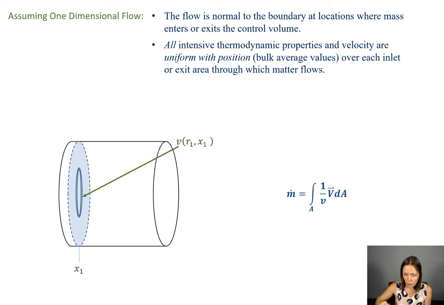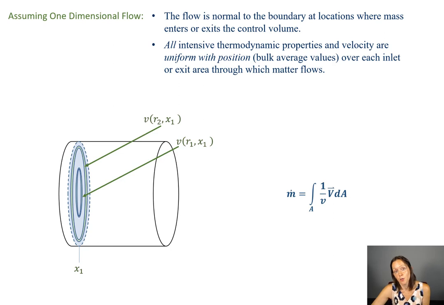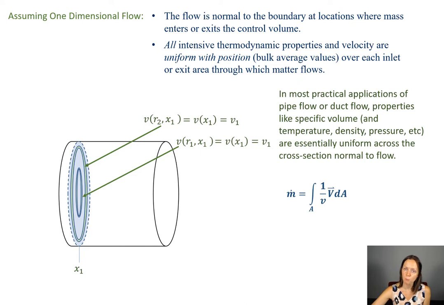So anywhere along that little circle right there, I have a specific volume as defined by this. But then I could look a little bit further out, and I want to know, does that specific volume at r2 differ from r1? And in most practical applications, the answer is no. You can assume that things like temperature, specific volume, and pressure are not going to change across that cross-sectional area.